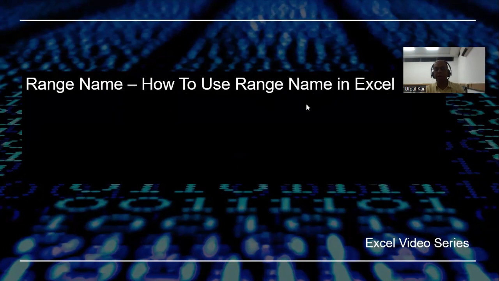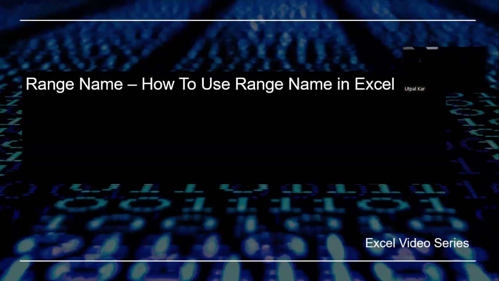Range name is a technique by which we can assign a user-defined name to a particular cell or a group of cells. That means a range name can contain either a single cell or multiple cell addresses. So now we are going to show you how a range name can be created, how it can be applied in formulas in Excel, and what additional advantage you can get if you use range names in Excel formulas.